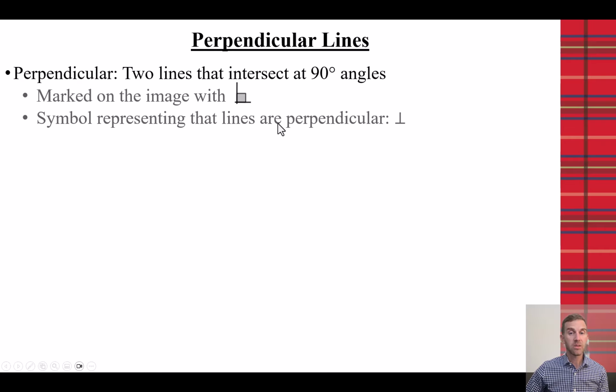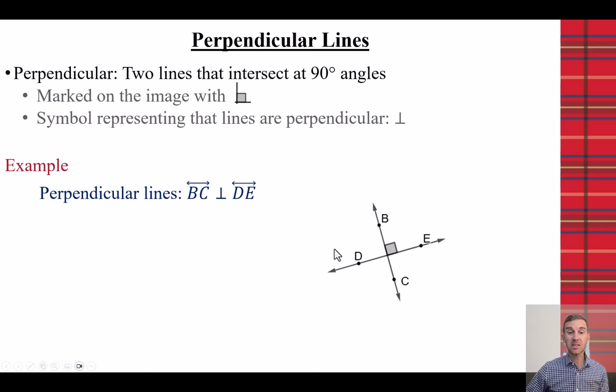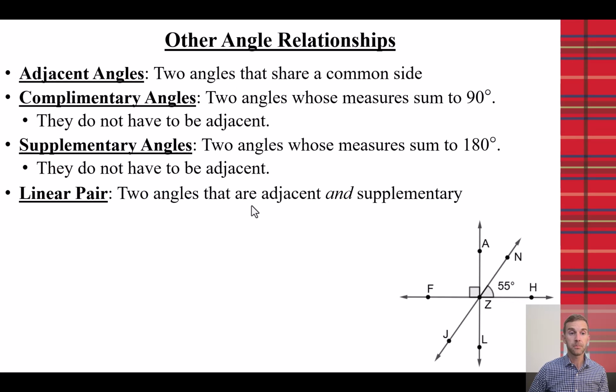When we write it out with two segments, two rays, or two lines, we use the upside down capital T to represent perpendicularity. So if I look at this image, I can say, oh, there's the little box in the corner where two lines are intersecting. So I know then that line BC must be perpendicular to line DE. So all four of those angles would have to be 90 degrees.